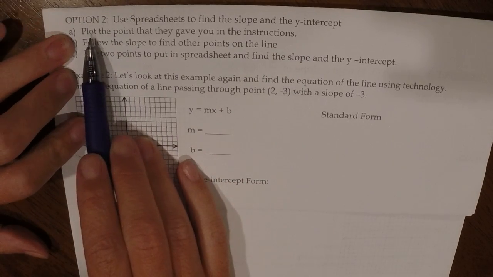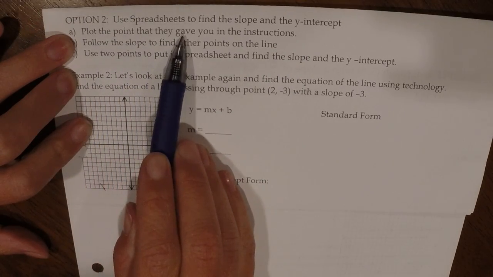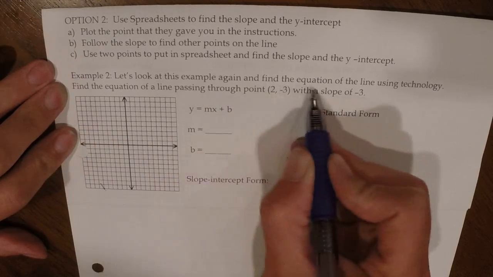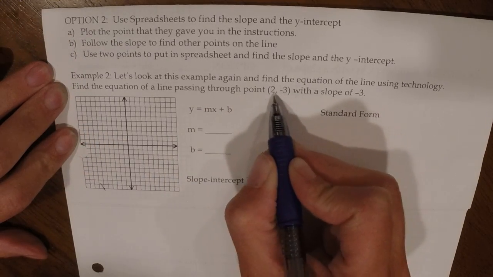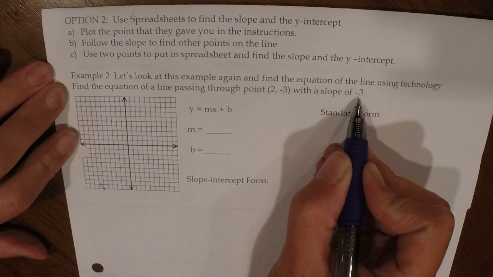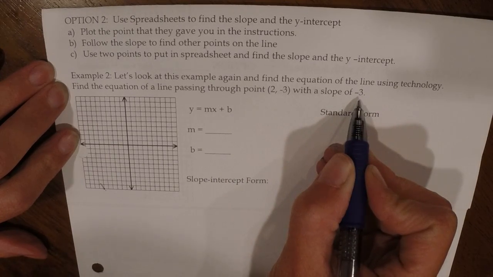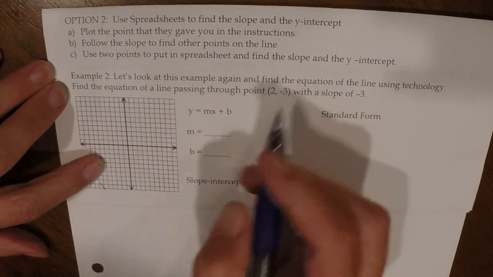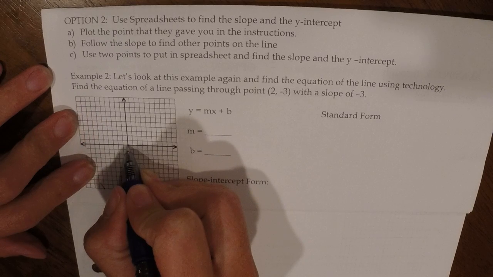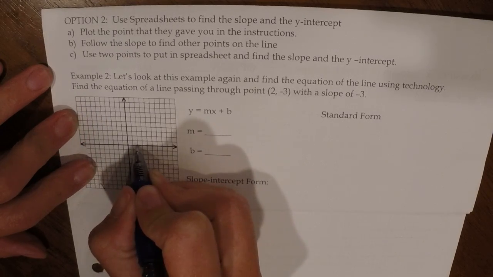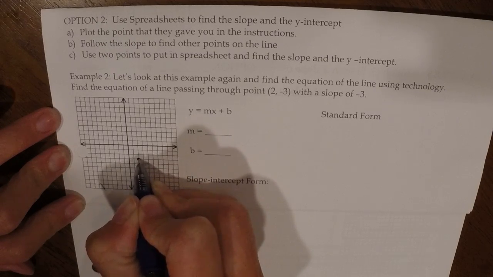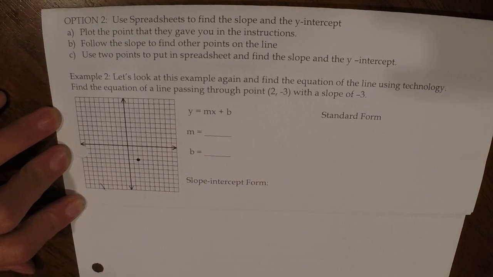So the first thing we do is plot the point that they gave you. So if we look down here, we're still trying to find the equation that passes through this point with the slope of this. Notice that it's exactly like option 1. It's the same problem, we're just solving it a different way. So we're going to plot the point (2, -3). So we start at 0, we go to 2 on the x-axis, and then we go to -3 on the y-axis, and we would put a point.